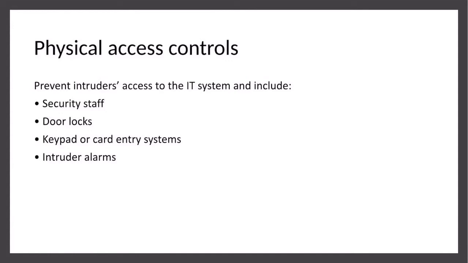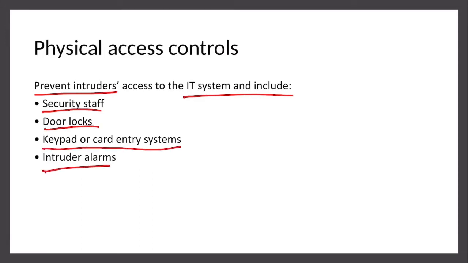Physical access controls are also available, when we are talking about internal controls. For example, to prevent intruders to access the IT system. For example, security staff, door locks, keypads, or entry systems, and intruder alarm. So this all basically are the types of physical access controls that prevent frauds.